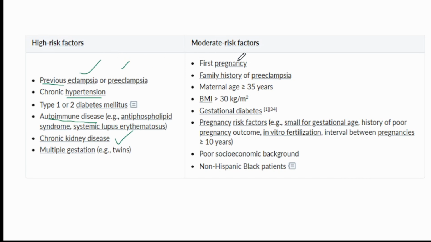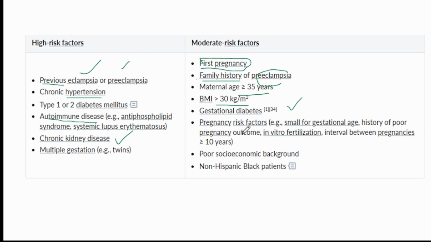And the moderate risk factors are if the patient is nulliparous, so if it's her first pregnancy, or she has family history of preeclampsia. If the patient herself had preeclampsia in her previous pregnancy, then that's a high risk factor. If another member in the family had preeclampsia, then that's a moderate risk factor. Or her age is more than 35, or she is overweight, or she had gestational diabetes. Gestational diabetes is moderate risk, and type 1 or type 2 diabetes is high risk.